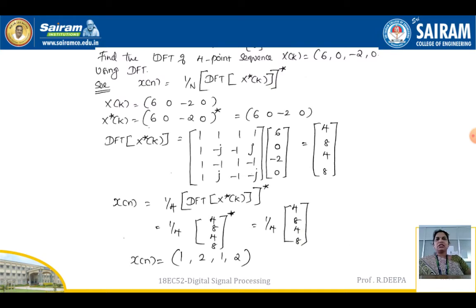The final step is you have to multiply with 1/4. If I multiply with 1/4, you will be dividing each and every value by 4. So finally you will be getting x(n) as 1, 2, 1, 2. This is how to find the IDFT for the given X(k) using the DFT expression. During the examination, if they specify using DFT, then you can make use of this expression and solve for finding x(n).